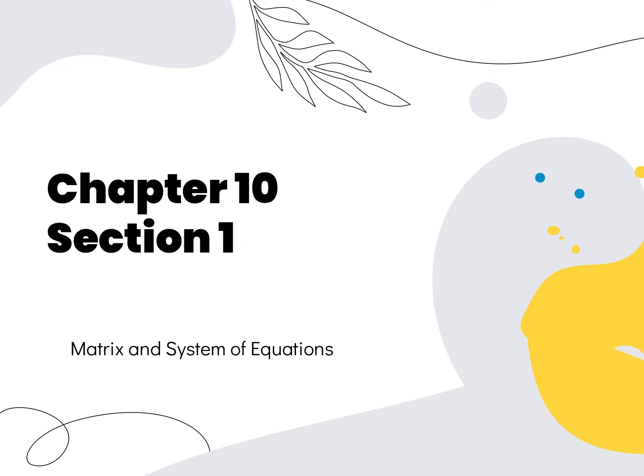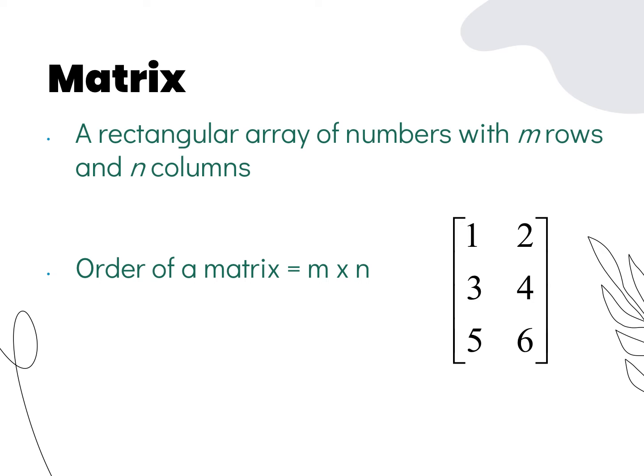Today we're going to start chapter 10, section 1, and we're going to cover how to solve a system of equations by using a matrix. Now, a matrix is just a rectangular array of numbers, and it's always described as rows by columns. So M, in this particular example here, has M rows and N columns.